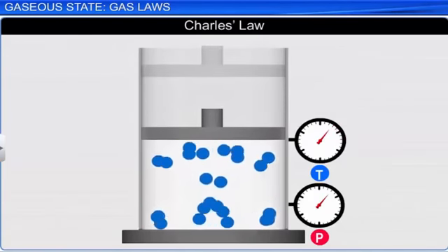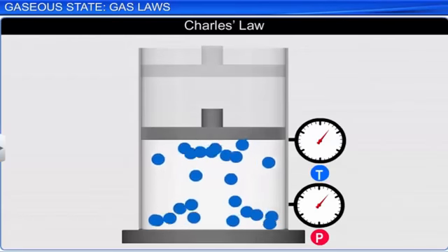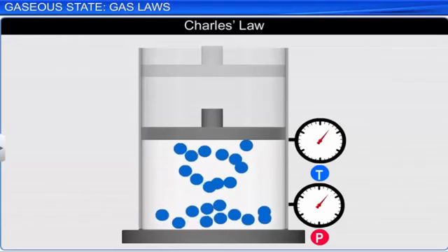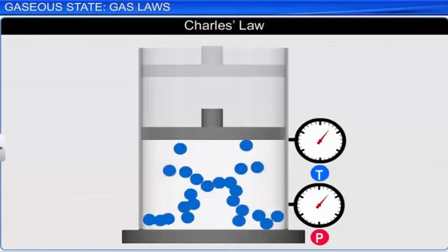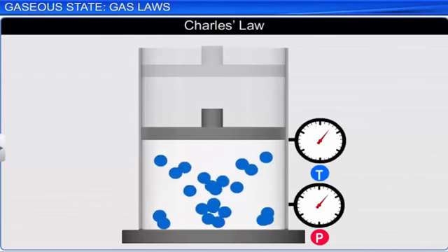They found that when pressure remains constant, a fixed mass of any gas expands or contracts respectively by 1/273 of its volume at 0 degrees Celsius for every rise or fall in temperature by 1 degree Celsius.